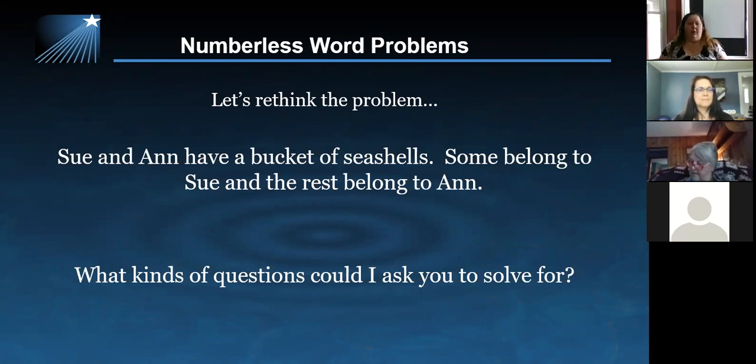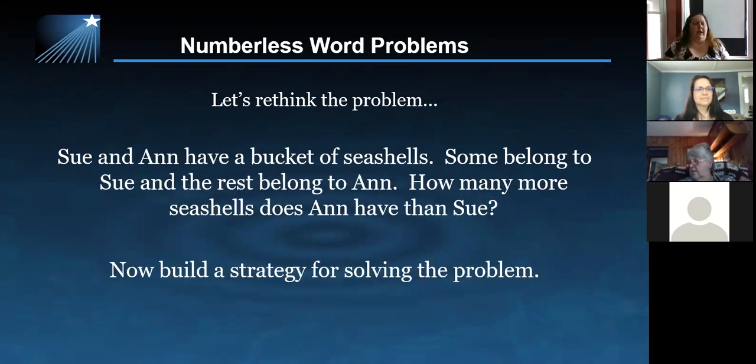But right now, all we know is we're in this situation where we have this bucket of seashells and some belong to Sue and the rest belong to Anne. So then we can start to present a question. How many more seashells does Anne have than Sue? That's the problem we're now going to be solving. And students can now think about a strategy. So when we break down that question, how many more seashells does Anne have than Sue? Well, if I figure out how many Sue has and I figure out how many Anne has, I still have another step there.